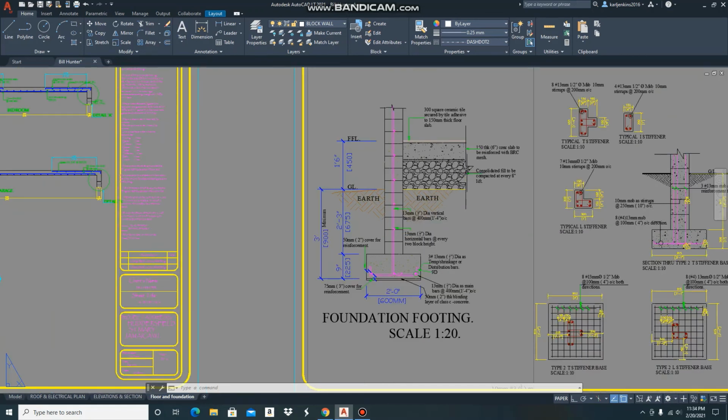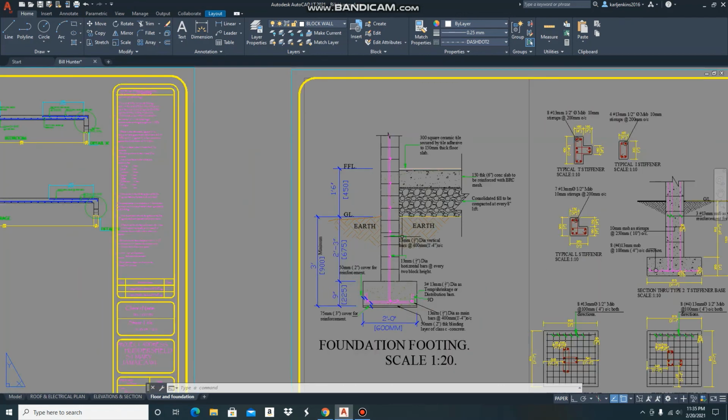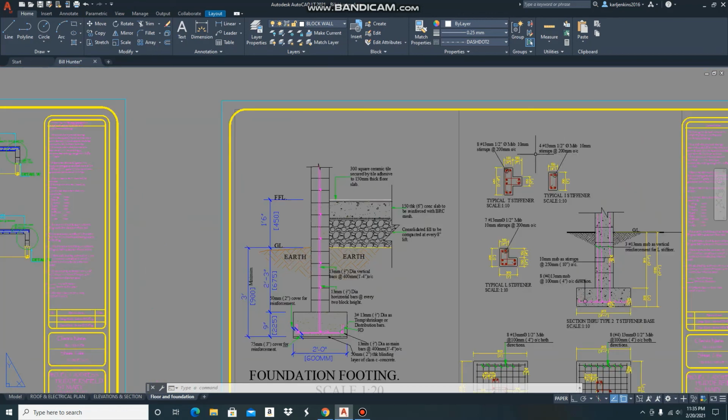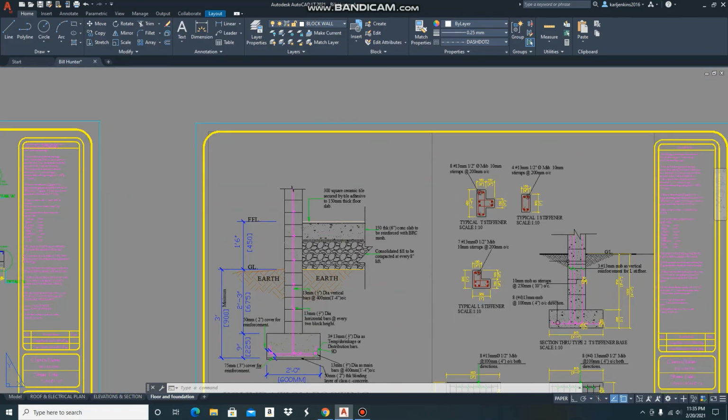So you must carefully study your wall footing, because I said to you before, it is the most critical structural component of your building. So you must study your foundation plan in conjunction with your footing detail. And after you've done that, then you can move over to your stiffener detail.